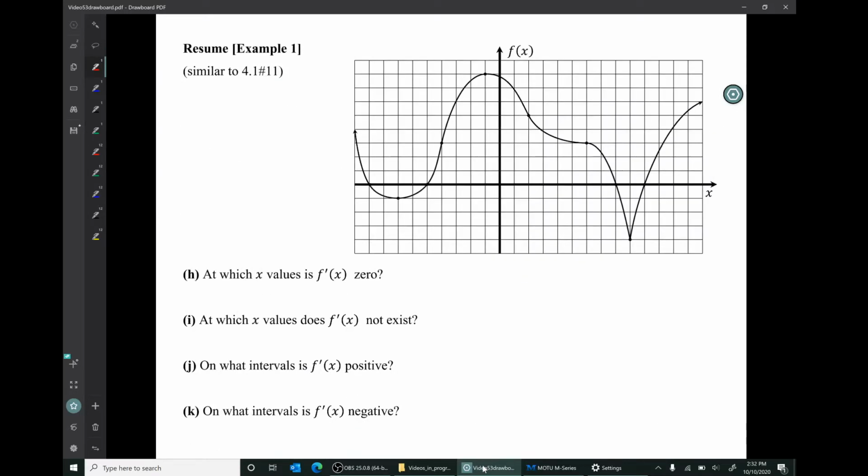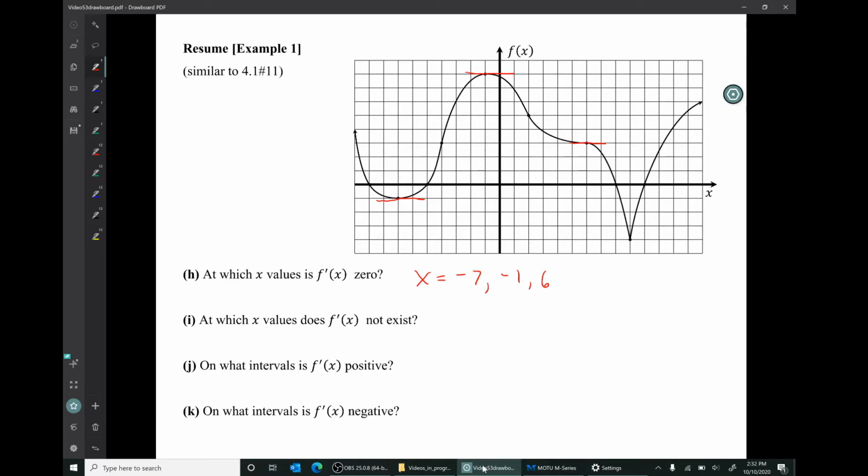So let's return to that same graph and answer these questions. H, at what x values is f prime of x equal to 0? Well, remember, the only way that f prime of x can be 0 is for the tangent line to be horizontal, and that happens at these 3 x values.